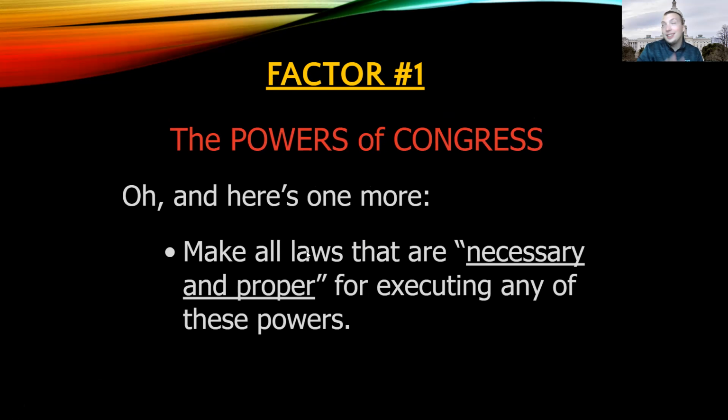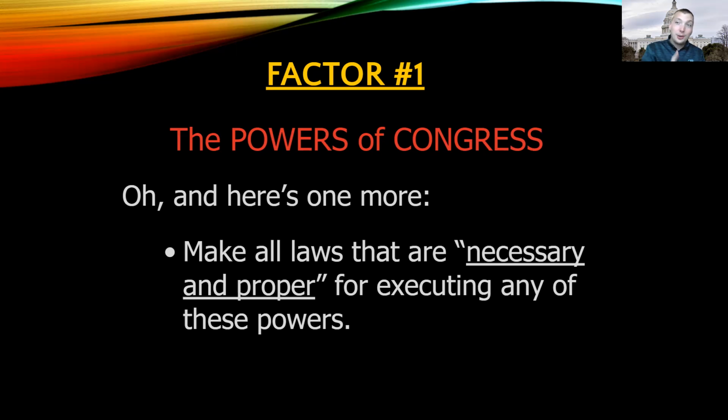And they make, this is where it gets twisted, right? Or where it becomes kind of an argument. They make all laws that are necessary and proper for executing any of these powers. This is where Alexander Hamilton comes back, right? The necessary and proper clause kind of gives them leeway. So they can take the text of this Constitution and interpret it to mean more specific things.